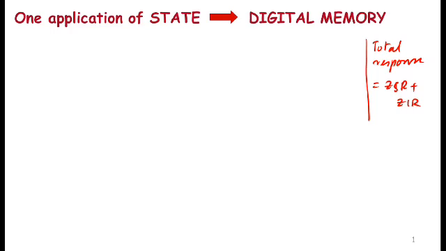Okay, now we are ready to dive into a major application of the state property of our circuits, state property of these capacitors and inductors and so on. And that is digital memory. So before we begin, let's first motivate why do we need memory?